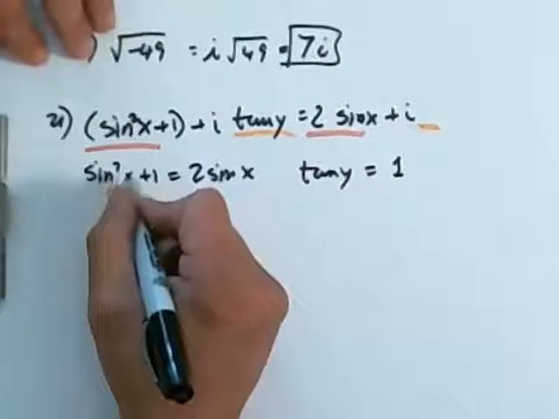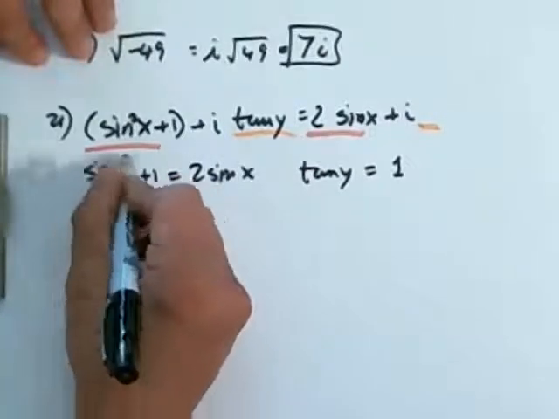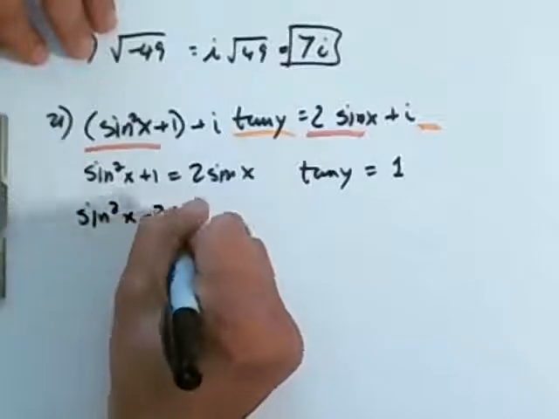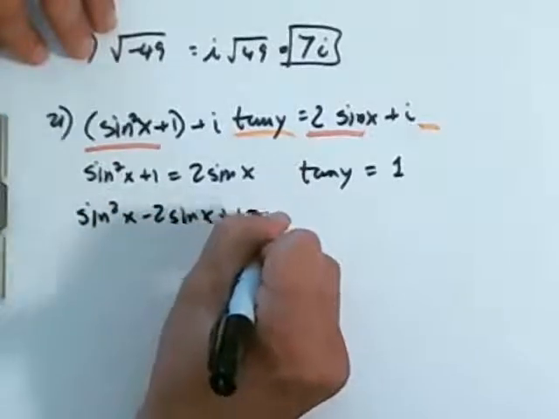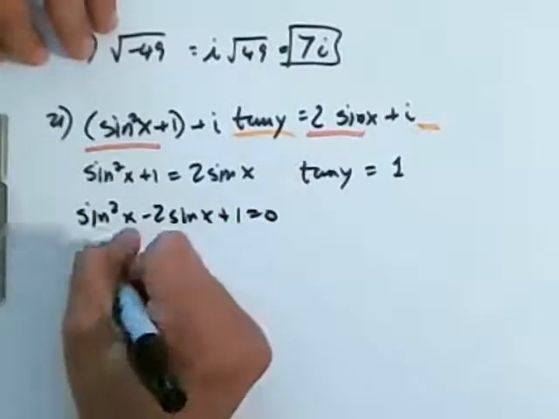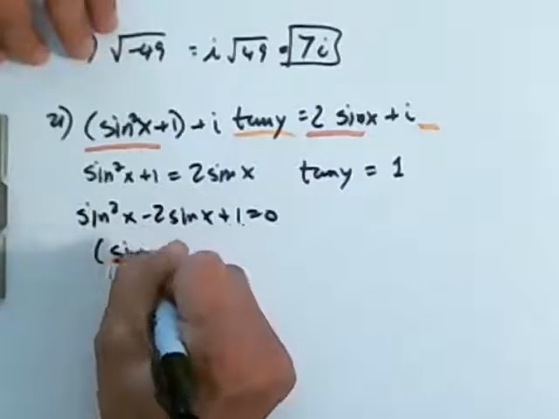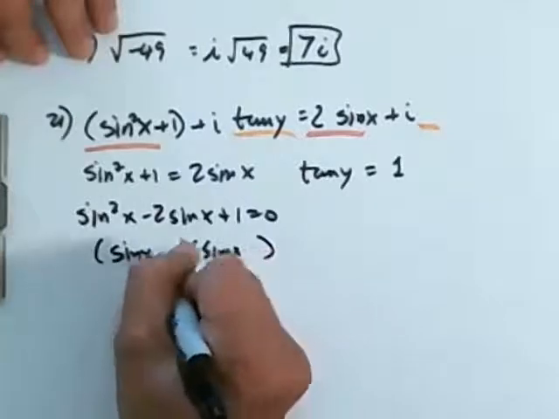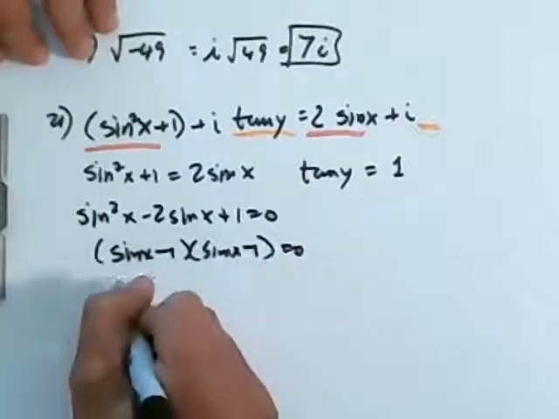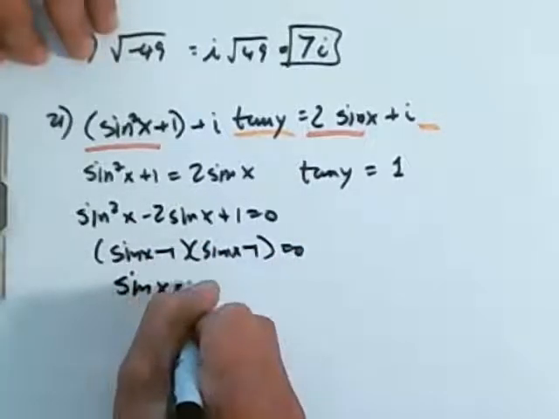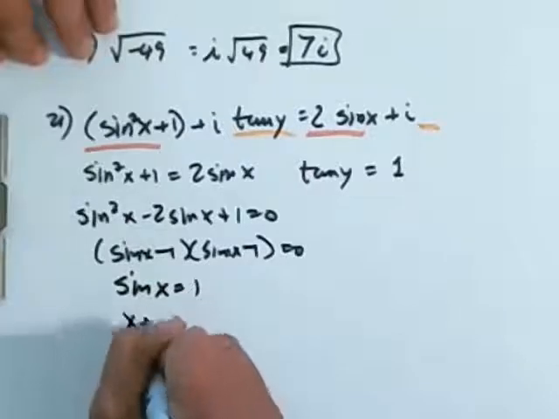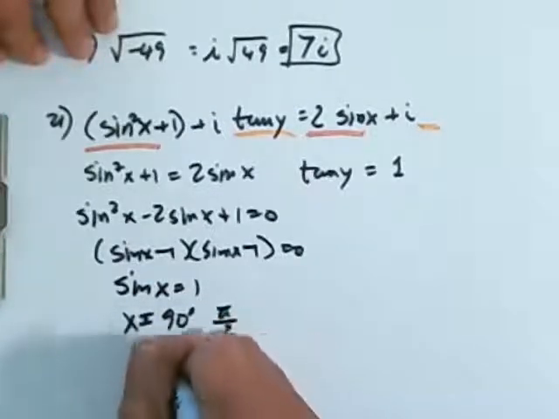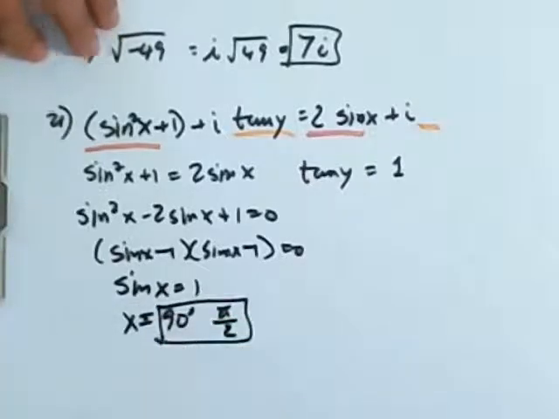Solving this out, you have to move this over because it's a squared. It's quadratic. Sine squared of x minus 2 sine of x plus 1 equals 0. We factor that. Sine of x minus 1 equals 0. Sine of x has to equal 1. x has to equal 90 degrees or pi over 2. Depends if you want it in radians or degrees.